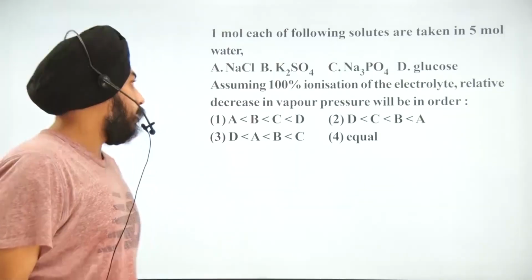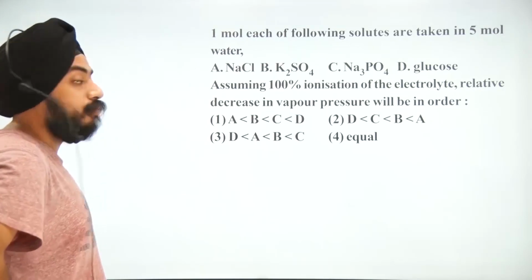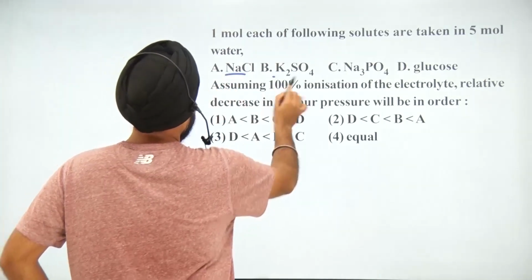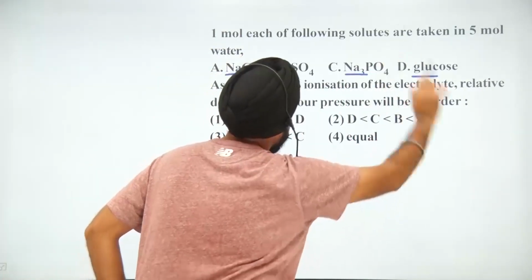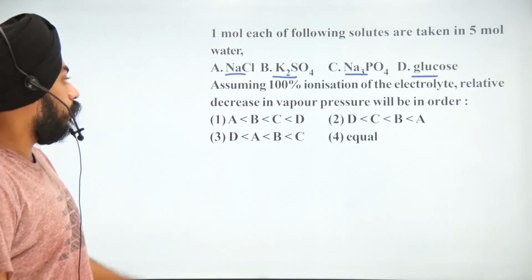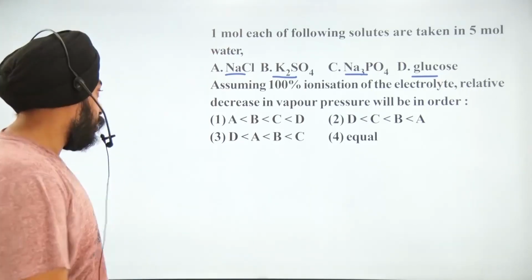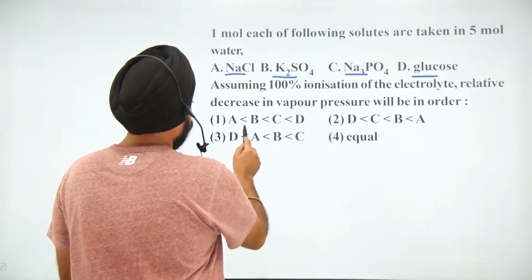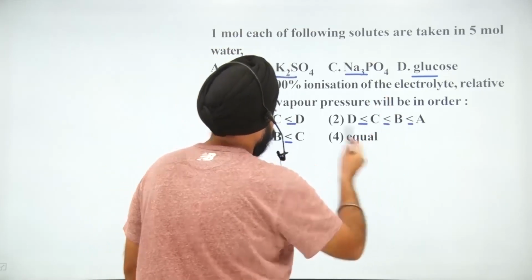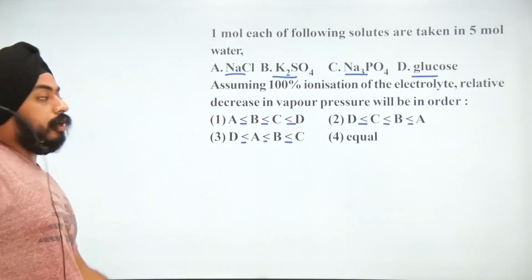Well, students, our question is: 1 mole each of the following solutes is taken in 5 moles of water. So we have been given some solutes: NaCl, K2SO4, Na3PO4 and glucose. Assuming 100% ionization of the electrolytes, the relative lowering of vapor pressure will be in order. So basically we have to observe the correct increasing order of RLVP. So we have to identify the correct increasing order.